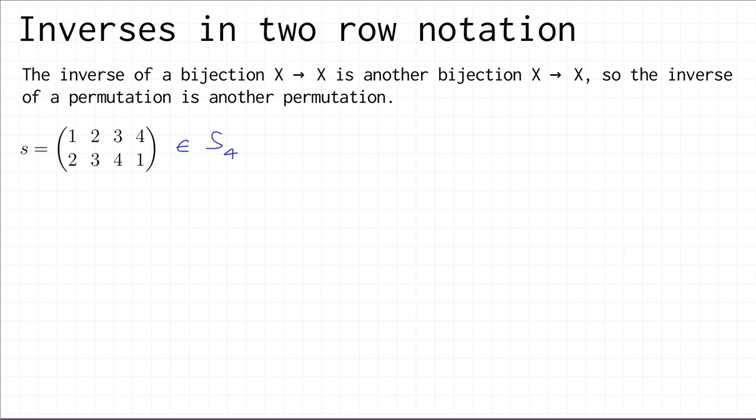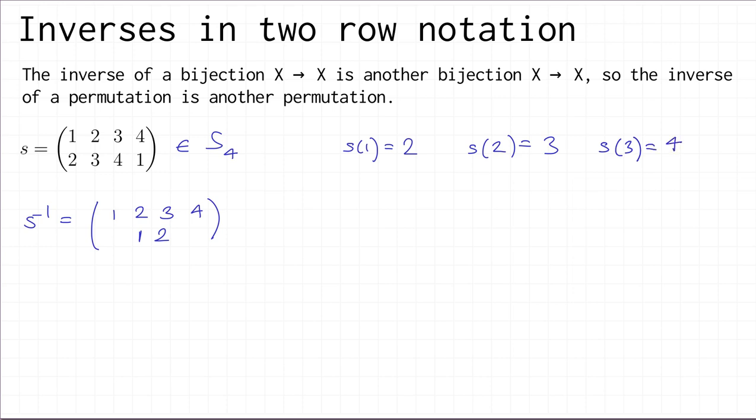What can we say about the inverse of s in two-row notation? It's got to have some kind of two-row notation like this, but what will go on the bottom row? Well, what that two-row notation for s means is that s of 1 is equal to 2. So that means s inverse should send 2 back to 1 again. So we can put a 1 in here. The second column means that s of 2 is 3, so s inverse of 3 is 2. The third column tells me s of 3 is 4, so s inverse will send 4 back to 3.